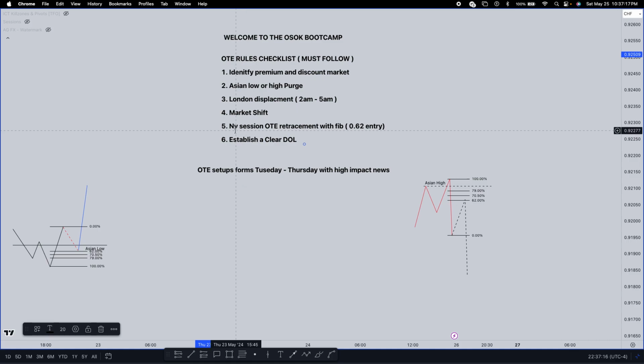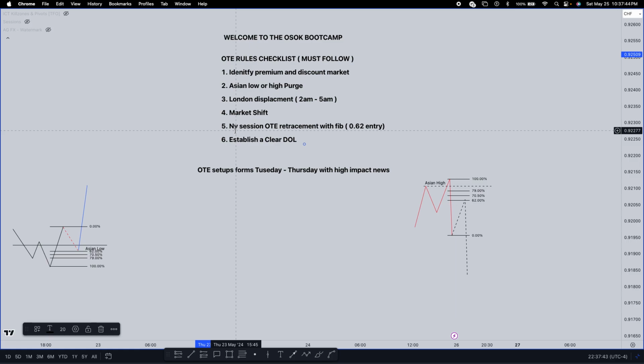So for the fifth rule, we're going to be using New York session OTE retracement with the fill. We're going to be using the 0.62 entry. I'm going to say it slow. We're going to be using the 0.62 entry for the New York session OTE retracement. We're not interested in getting a sniper entry. We're not interested in getting a 70.5. We're not interested in getting 79. You want to know why? Because price is not always going to come to those levels. We're going to make sure that we're entering the 62.